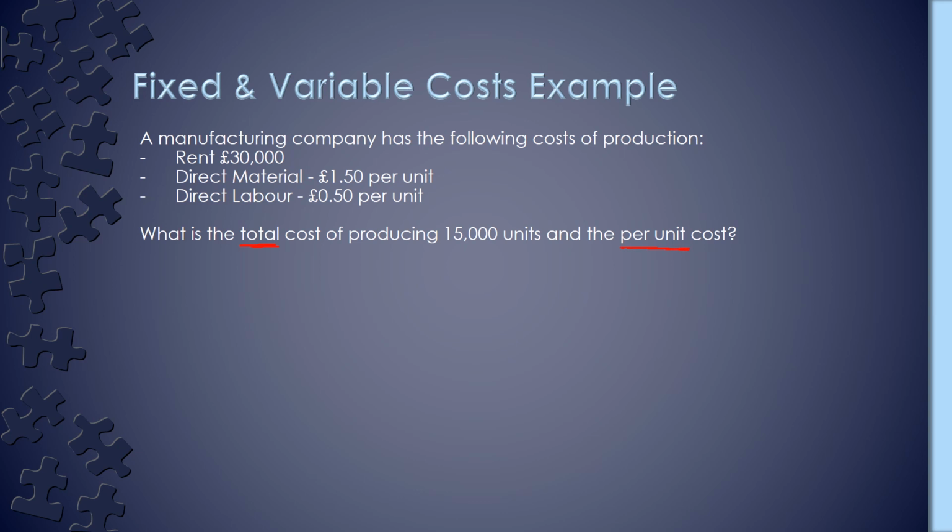So let's have a look at the costs that we're given. We're given rent, so rent is our fixed cost, because we are going to have to pay rent regardless of how many units we produce. Our direct material cost is a variable cost, and so too is our direct labour. So these two will increase as production increases.